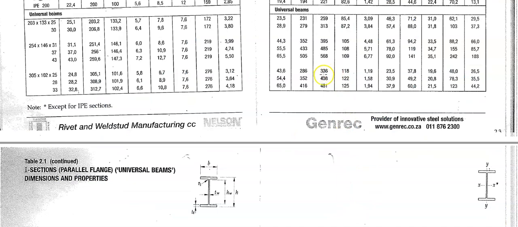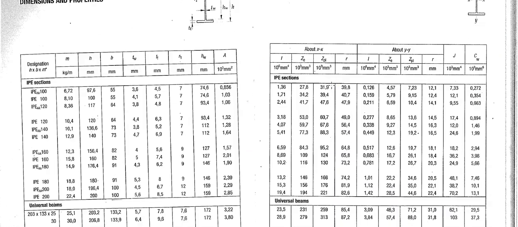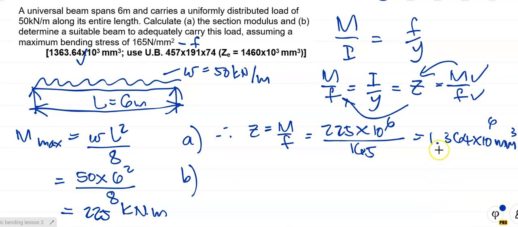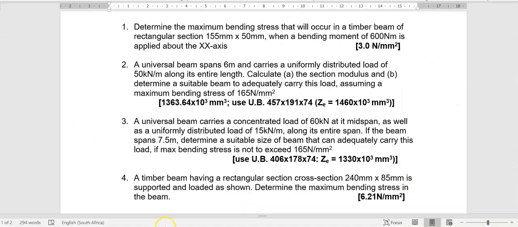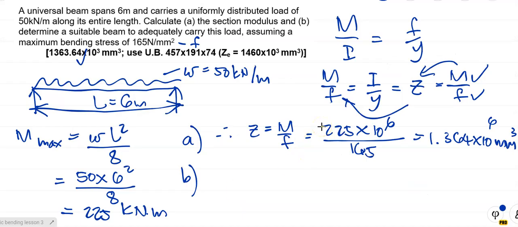So I'm going to go down the table. But before we go down, just check this out. Look at the values there. This value, for example, is 27.8 times 10 to the power 3 millimeters cubed, and our value is 1.364 times 10 to the power 6 millimeters cubed. So can I compare this value with that value? No, I can't. I need to first get that into this form.